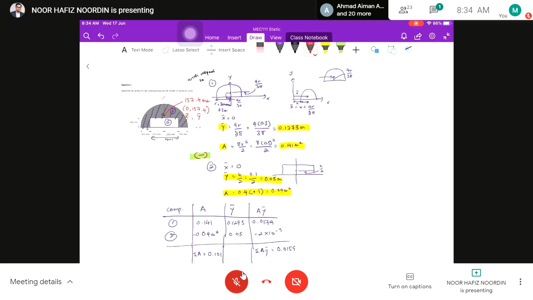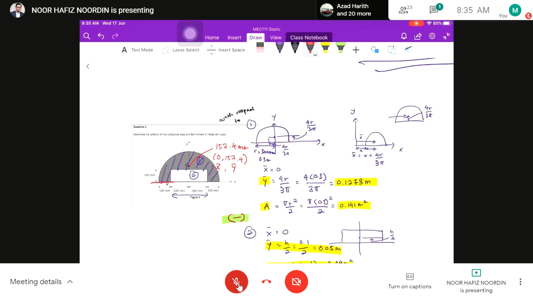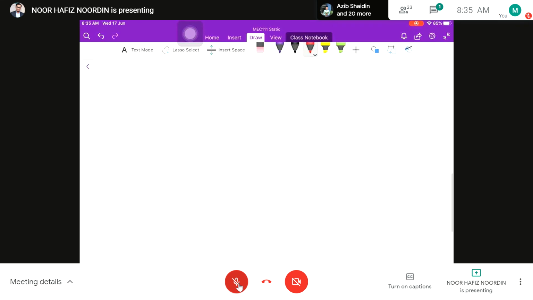Faham sih. Right. And then the second question, determine the moment of inertia with respect to x-axis. So with respect to x-axis, we refer to this axis lah, x yang ada tu. So from this axis, we need to calculate moment of inertia. So apa yang perlu kita buat?